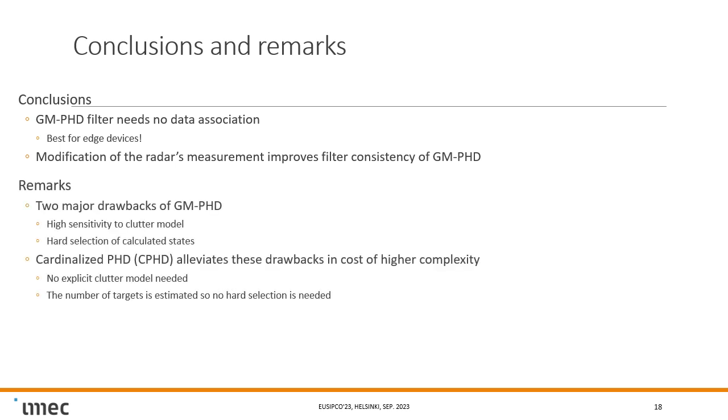As a remark, there are two major drawbacks with GMPHD. First, the high sensitivity to the clutter model, and the second one is the hard selection, which is used for selection of the states. CPHD alleviates these drawbacks at the cost of much higher complexity.